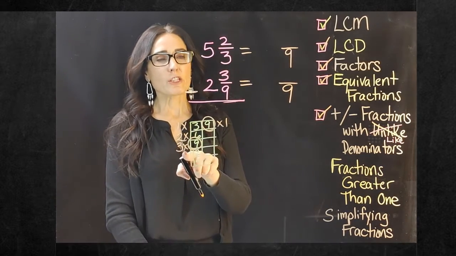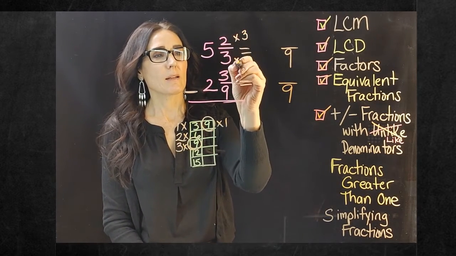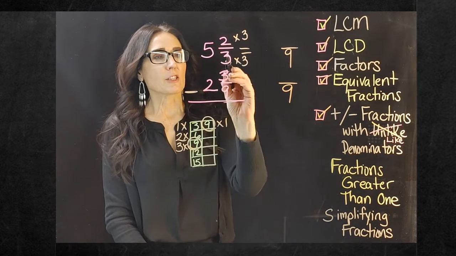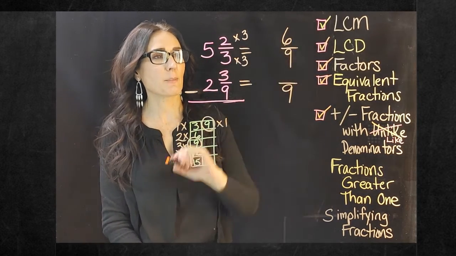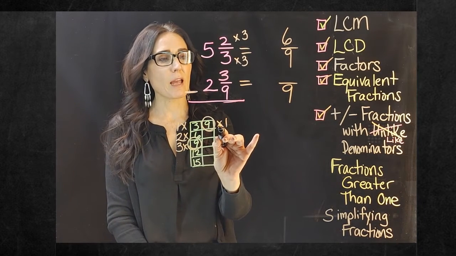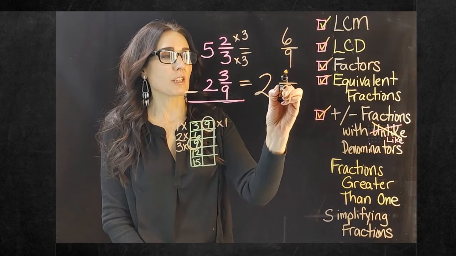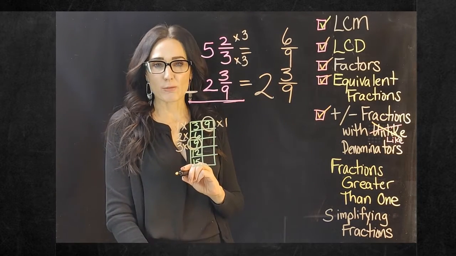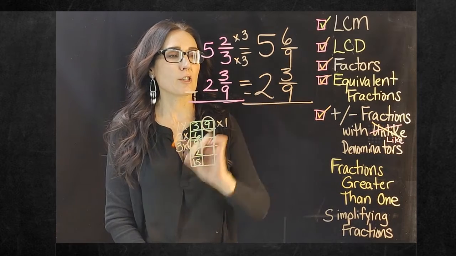And we know that we're going to multiply 5 2/3 by a factor of 3. So 3 times 3 is 9, so 2 times 3 is 6. All right, and down here we discussed already that whenever you have a factor of 1, it's going to stay the same. So we can simply just rewrite this as 2 3/9. And then I'm going to bring my 5 over, and we are ready to subtract.